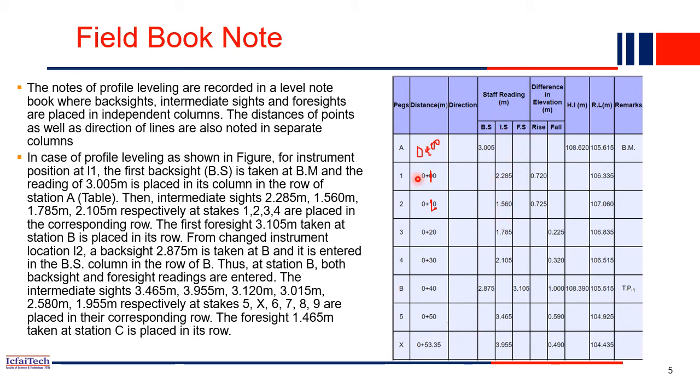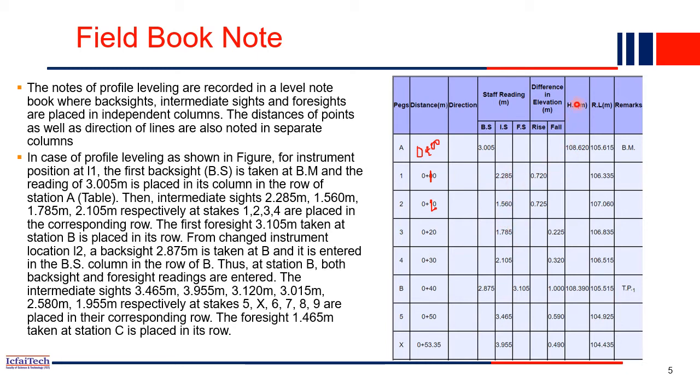So 1, 2, 3, 4, all these are basically intermediate sights, right? So next full station is at B. So the foresight will be taken at the next full station B, and the middle stations we call intermediate sights. So the concept is the same, but the name has changed because the full station is now 100 meters apart, and in the middle we have taken many intermediate points. So that's why this sight is called intermediate sight.